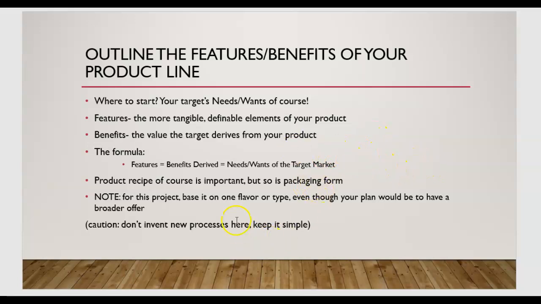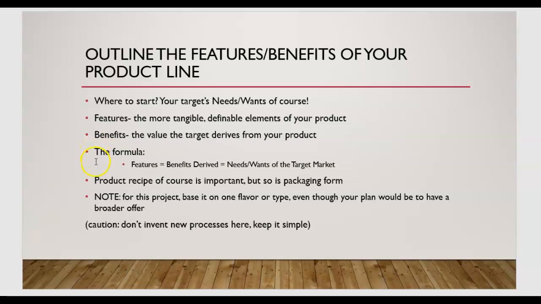So where to start on this whole thing? Obviously, it's to understand the target's needs and wants, so you've got to go through and understand that very clearly. And then you have to think about the features of the product that you're going to put together. Those are the more tangible, definable elements of your product. Usually not easily definable, but clearly definable. And then think about the benefits that your market derives from the product. Those come from the features, but they ultimately are the benefits. Those are what are fulfilling their needs and wants.